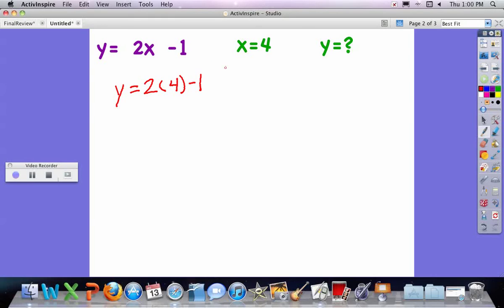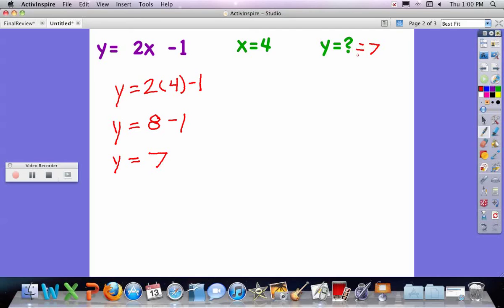So y equals 2 times 4 is 8, and bring down the minus 1. Now we subtract. Y equals 7. So when x is 4, y equals 7.